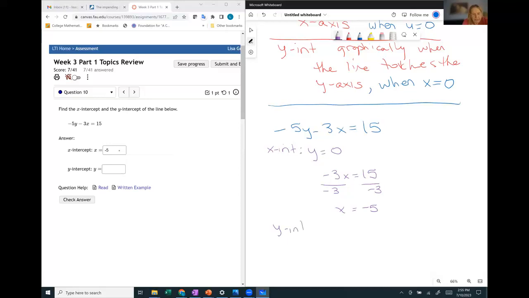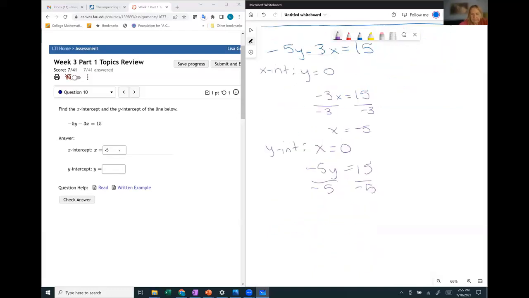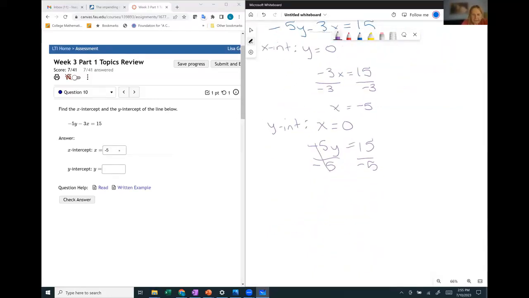And the y-intercept, what did I say about the y-intercept? You replace the x with 0. Yes. So I get -5y minus 0, because x is 0 here, equals 15. I divide both sides by -5. These cancel, and I get y equals -3.